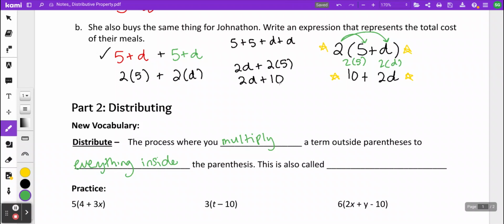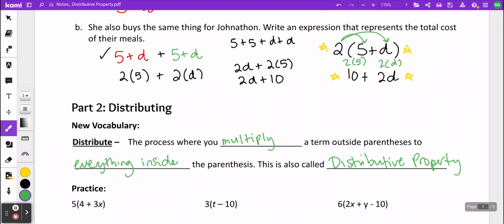You could hear this called distribute. I need to distribute the number 2. You could hear the word distribution. This is an example of distribution, or the name of our lesson, distributive property. Distributive property is just what we call the rule in math that says this is an okay thing to do. I am allowed to multiply the 2 with everything inside to get something that's equal.